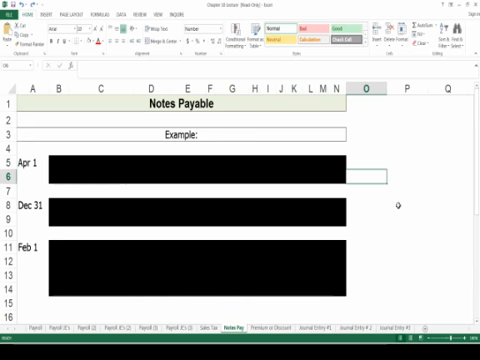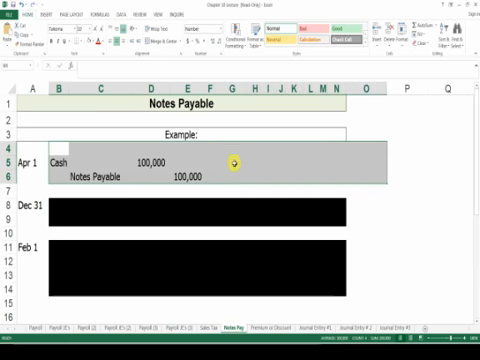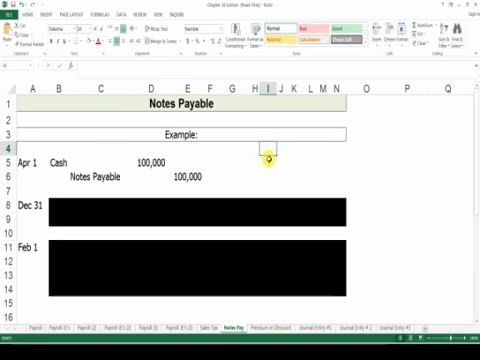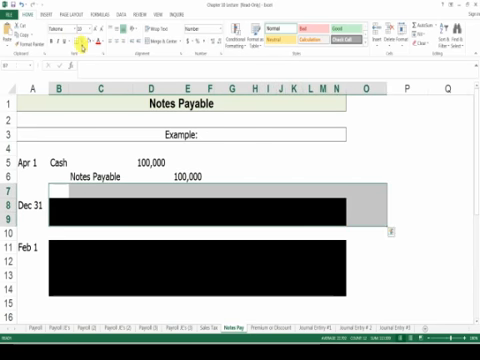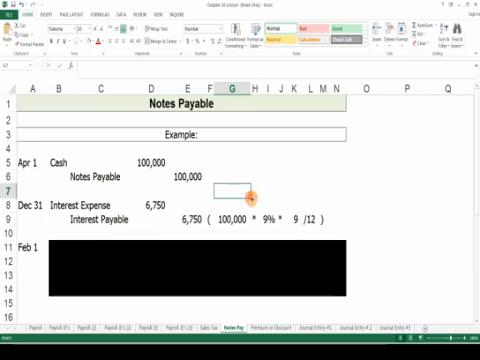HP only makes adjusting entries at the end of the year. So on the date that the money is borrowed, we're going to debit cash for the 100,000 and credit notes payable. At the end of the year, we need to accrue interest.